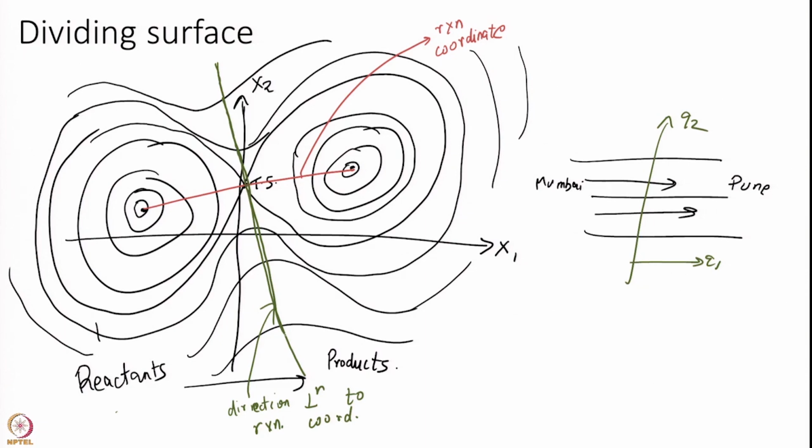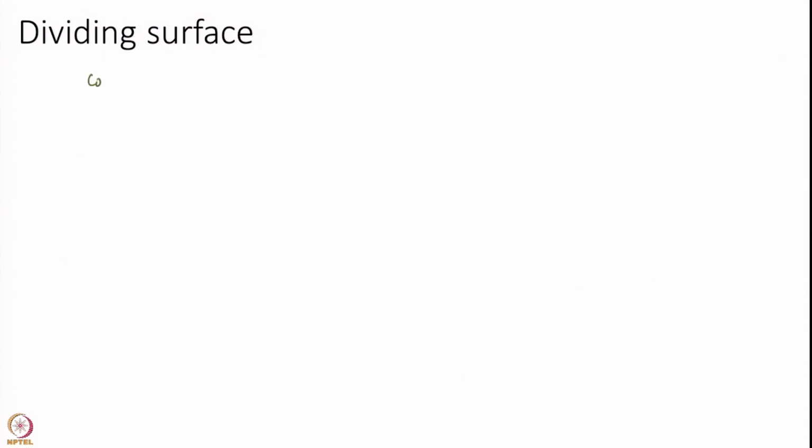Okay. So, I sit at the transition state, I find my reaction coordinate, I find the direction that is perpendicular to my reaction coordinate, and I integrate over that. I find the flux of my trajectories going from reactant to product across this green line. That is what I have to calculate. Okay. I just want to make things more general. I have to change my color back to black.